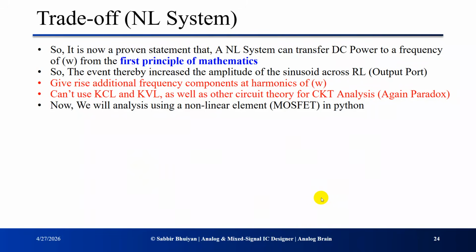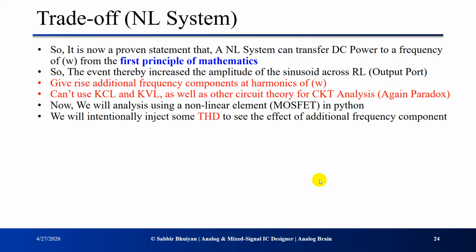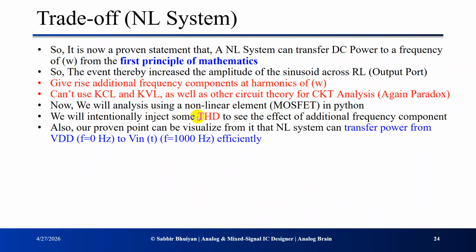Now let me show you some Python visualization of this. Before this, we are telling that we will intentionally inject some THD to see the effect of additional frequency components, and also a proven point can be visualized from it: that a nonlinear system can transfer power from VDD, frequency 0 Hz, to V in at some 1000 Hz efficiently.